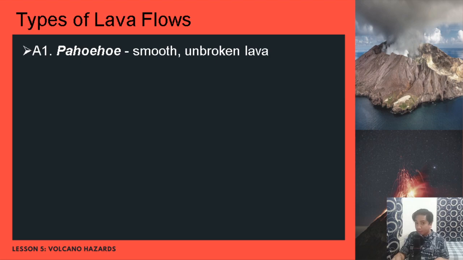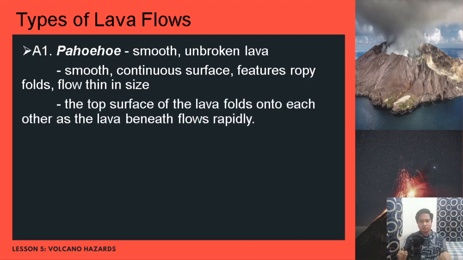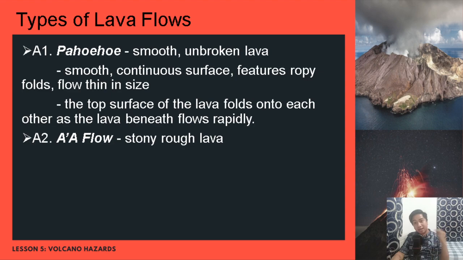First, let's have your pahowi-howi or your pahoho or your pahowi-howi in other sources or dictionaries. So we have your smooth, unbroken lava. Remember, si pahowi-howi is your friend niya smooth and unbroken. Ayan. So, smooth continuous surface features rocky folds with a flow thin and size. So, kung makita nyo ni siya, usually the image or the picture of your pahowi-howi is smooth. Doon nagabalod-balod lang siya. Okay? So, the top surface of this lava fold onto each other as the lava beneath flows rapidly. So, later on, I will have an example of this one.